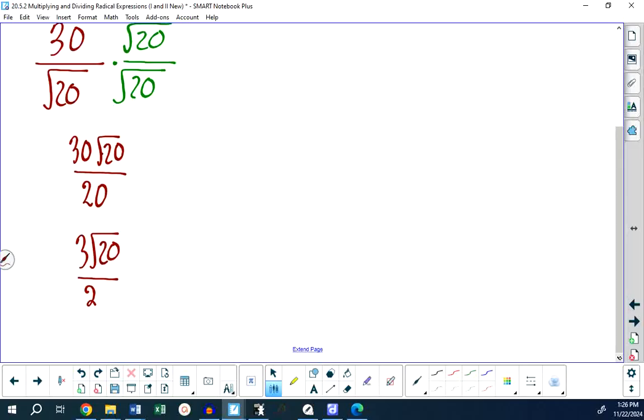You've got this checklist that you're always going to be going through. Can I reduce the coefficients further? Can I reduce the radicands further? Did I get rid of a radical in the denominator? Are any radicals simplifiable? Well, root 20 is pretty easy to simplify. Root 20 is root 4, root 5. It's 2 root 5.